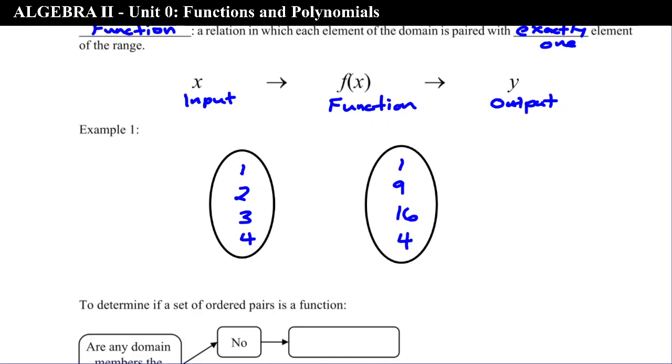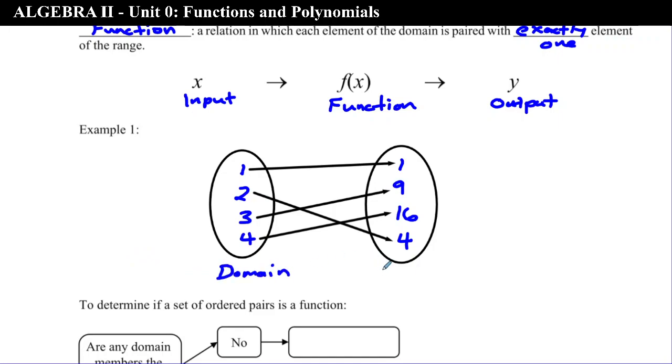Now for this to be a function, we are going to pair up one value from our x's, which would be the left-hand circle, with one value from our y circle, or the right-hand circle. So let's put 1 to 1. Let's put 2 to 4. Let's have 3 go in and 9 come out. And then 4 will come in and 16 will come out. Now we have one number from our inputs, or our domain, and that goes to a member of our range.